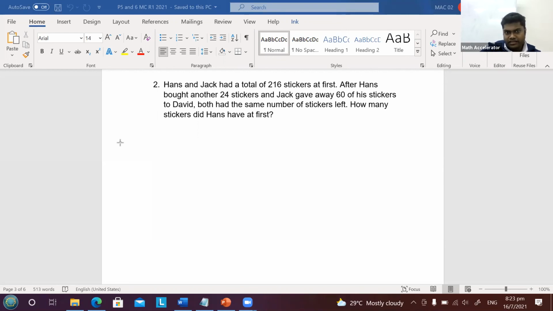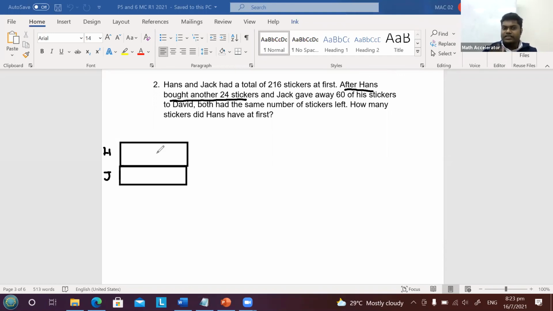So at the end, Hans and Jack. They had an equal number at the end. So now let's work ourselves backwards. Okay. So after Hans bought another 24 stickers, that's when he achieved this amount, right? So which means at first he had 24 stickers less than what he has now. So put a dotted line, put here 24.